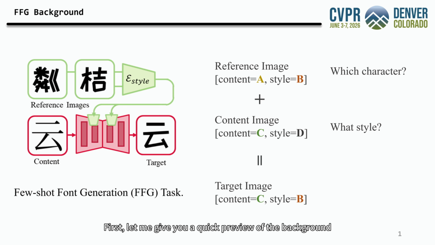First, let me give you a quick preview of the background. A content image indicates which character to generate, while reference images indicate which font style is needed. There are a few reference character images and one content image. Few-shot font generation aims to extract the font styles from these reference images and apply them to the content image.